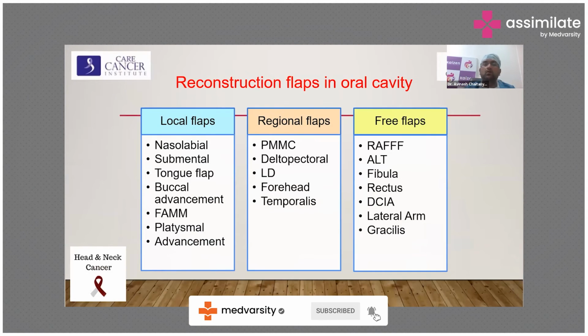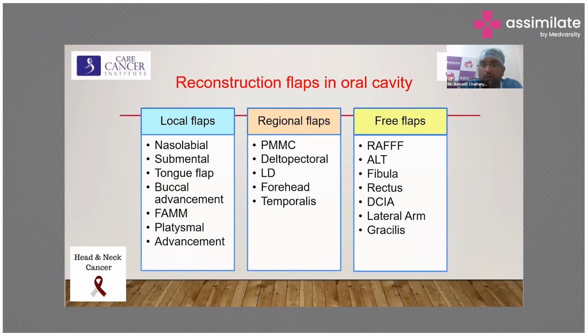Now these were the smaller lesions which did not require much reconstruction. When we require reconstruction, we use the following reconstructive flaps. Either it will be a local flap, which can be harvested anywhere around the oral cavity, that is either the cheek or the submental region or somewhere in the neck. Those flaps can be used to reconstruct the defect. And then come the regional flaps, which are usually taken from the chest or the forehead, and they are used for reconstructing the defects.